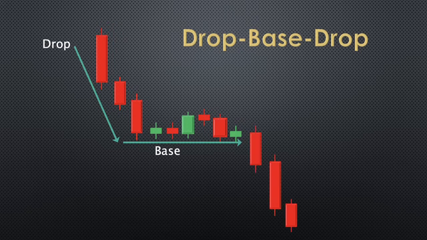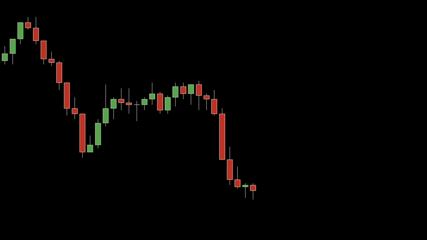What comes next? Another sharp drop, as the selling momentum resumes. This base forms a supply zone, a key level where institutions have offloaded their positions and are ready for more downside pressure. Now, let's move to a real chart to see the drop-based drop in action.